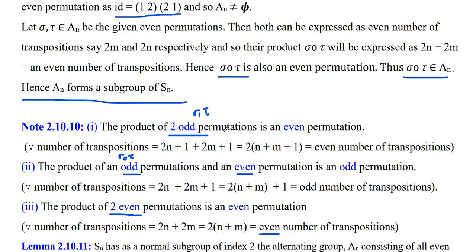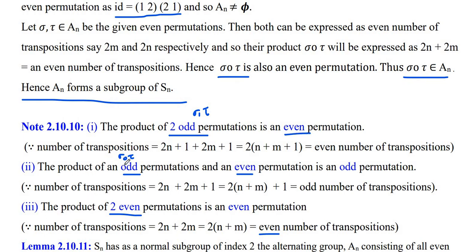In this case, odd permutations means sigma will have 2n plus 1 number of transpositions. This one will have 2m plus 1 number of transpositions. So the composition will have 2 times n plus m plus 1, that is even number of transpositions. Therefore this will be an even permutation.